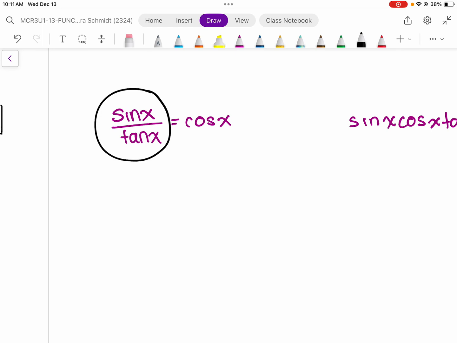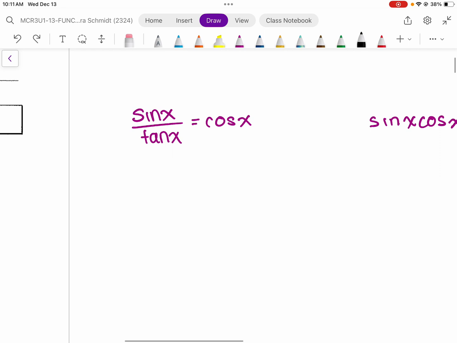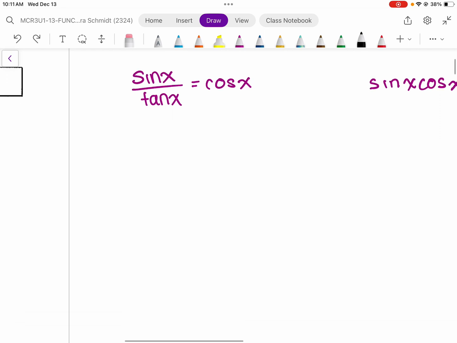So this side is your left side. And the other side is your right side. So your first step is to pick which side you're going to work with. So I'm going to work with my left side. It's a lot easier to work with the side that looks a little more complicated. So I'm going to write out my left side, sine x over tan x. And then I can see that my right side is equal to cos x.